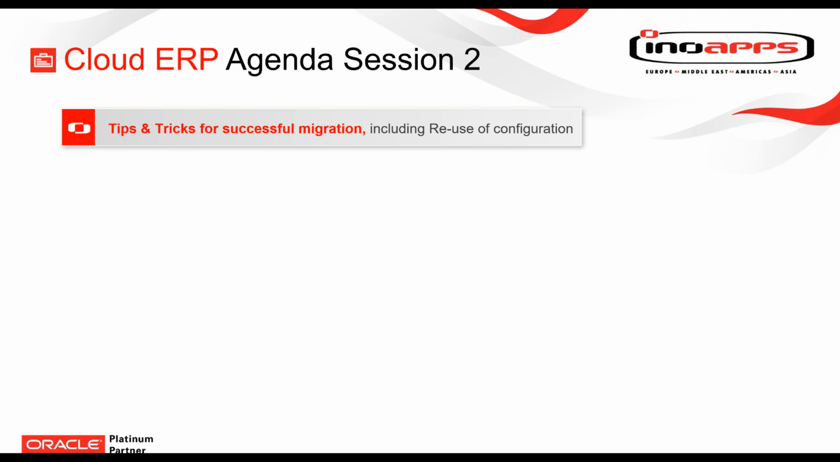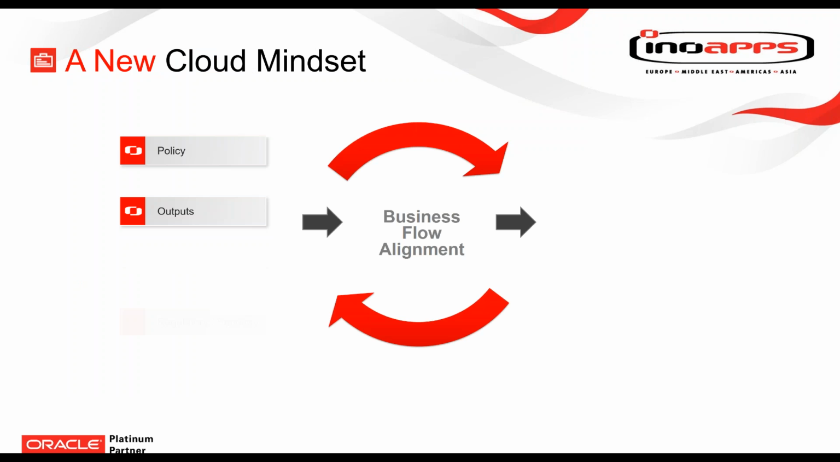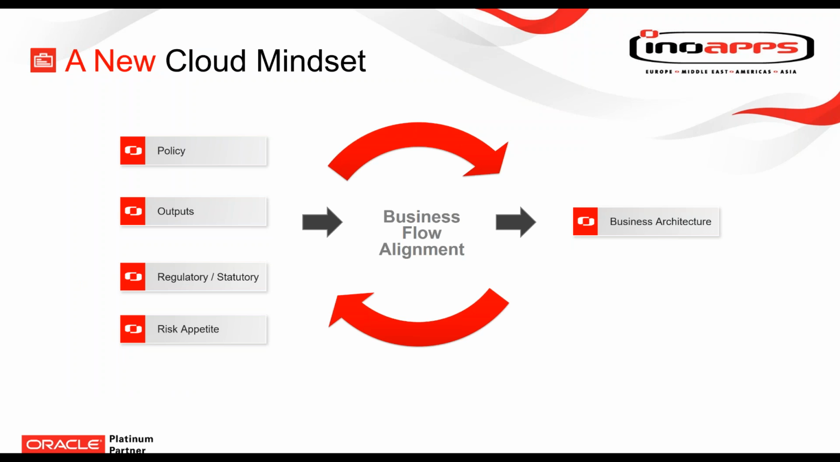So, tips and tricks for successful migration. A few ideas here. You need to think about cloud slightly differently. You need to think about cloud as a business transformation type product, so an alignment type activity where you'll need to identify your policy and your outputs and align that to your business architecture. And then that conversely will come back and allow you to align with the standard processes to regulatory statutory requirements, and also you need to reduce your risk. So make it much more of a consumable type activity.